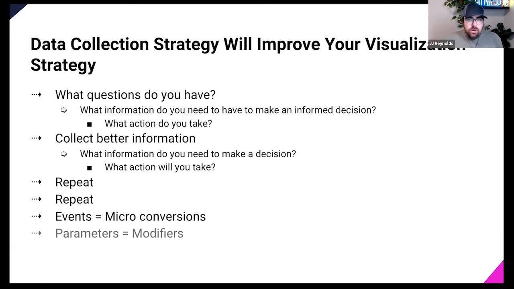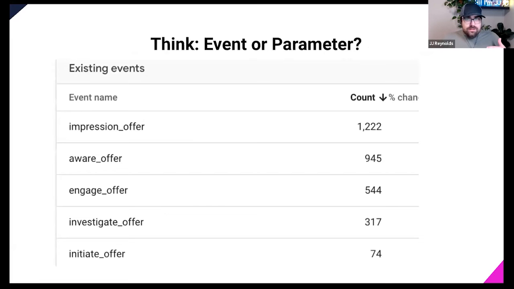Okay, so now let's talk about events and parameters. Here we go. I bet you have never seen these lovely events before. This is something custom that you can do. So impression underscore offer, aware underscore offer, all these different things. You can make up whatever your heart desires. It does not matter. You just have to understand that there are different levels of micro conversions.